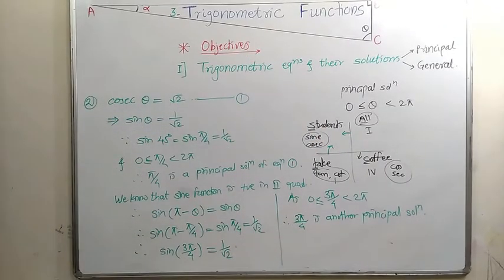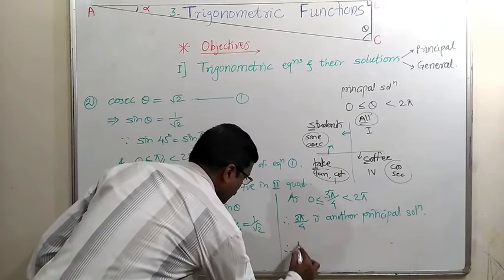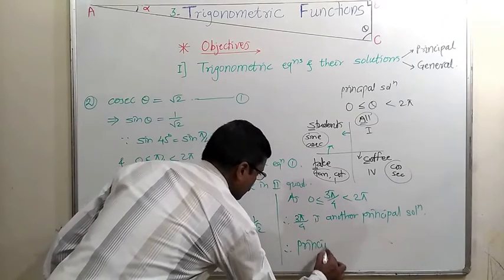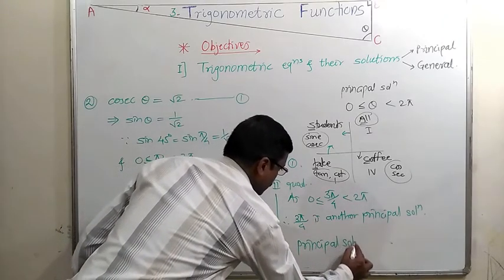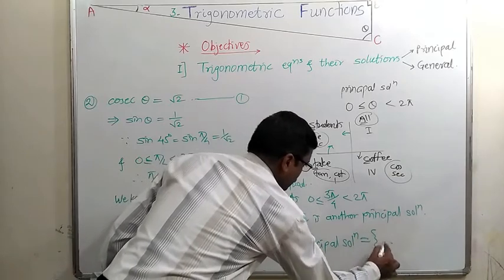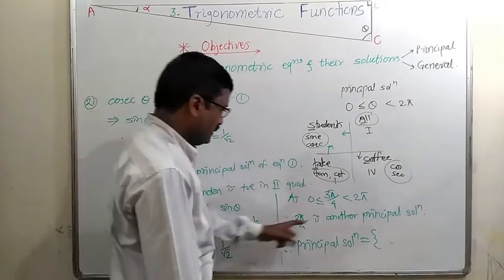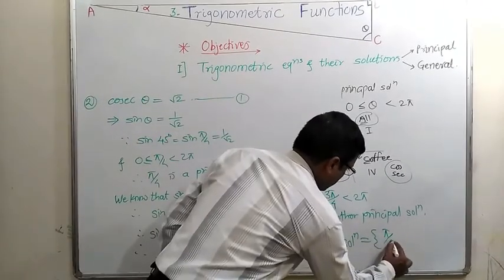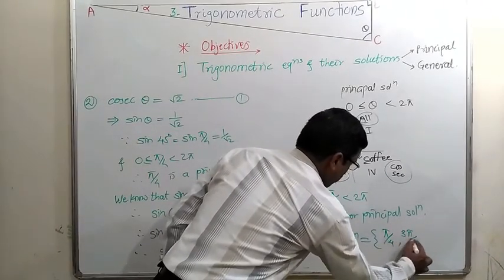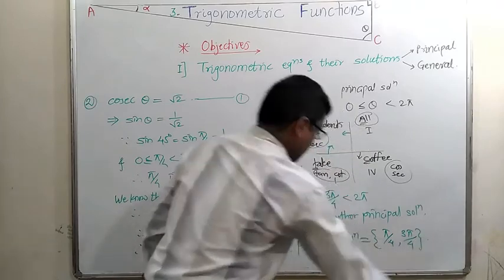Therefore we have two principal solutions. The first principal solution is pi by 4, the second is 3 pi by 4. Pi by 4 and 3 pi by 4.